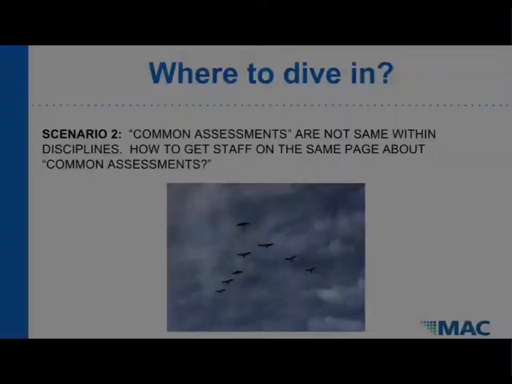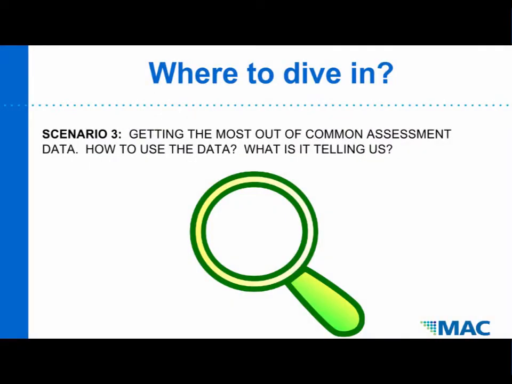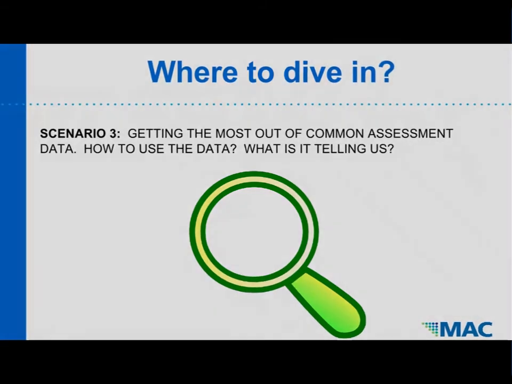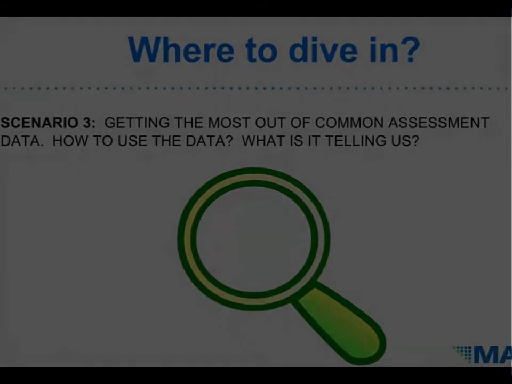Finally, scenario number 3. Your staff has developed common assessments and are using them. To date, they've been used to determine student outcomes, but collecting data across classrooms hasn't been a priority. How do we measure what items are working for students in biology, for example? What is the data showing us? Are all the students stumbling on the same item? Are all students getting most of the questions correct? Is that a problem?